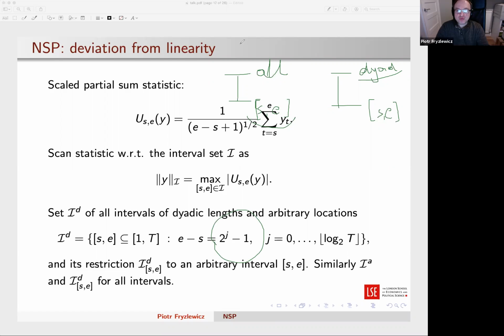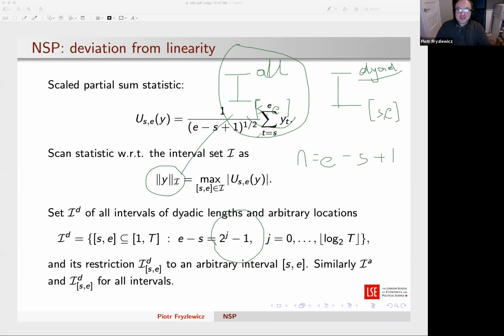Ideally, I would like to use this set, but computation may be slow. Apparently, there are algorithms which permit the computation of this norm where I use my set I_O for I. Apparently, there are algorithms which can do it in n log n for me. What is n? N is the length of the interval. N log n. But I don't know where I can find them.